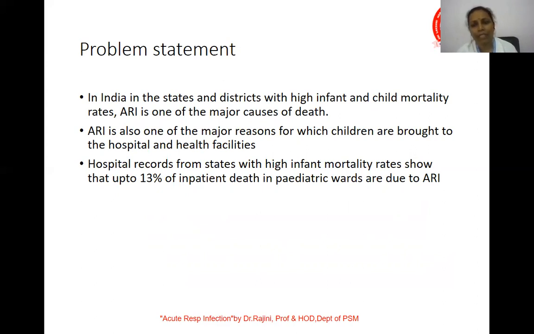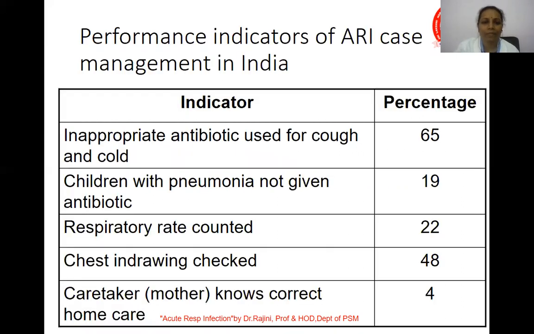When you sit in the pediatric OPD or the medicine OPD, out of 50 patients who come, mostly 30% will have acute respiratory infection. They would have come mainly for cold, cough, fever, etc. Hospital records from states with higher infant mortality rates show up to 13% of inpatient deaths in pediatric wards are due to acute respiratory tract infection. That is the main cause of infant deaths in developing countries like ours.